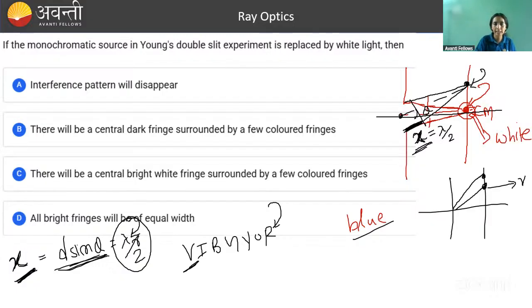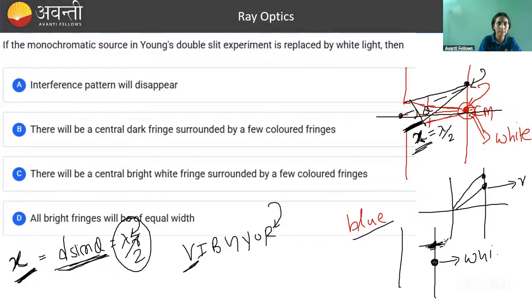तो मेरे कहने का मतलब ये है कि सेंट्रल मैक्सिमा के बाद पहला मिनिमा किसका होगा? वायलेट लाइट का होगा. And where the violet light has its minimum, that is, violet light is not present, smaller wavelength light is not present, it means longer wavelength light will be present, right? So it will look something reddish. Done it? So the central bright fringe will be white, surrounded by few colored fringes. And if somebody asks what will be the color of fringe nearest to white fringe, there will be reddish color lights. Okay?